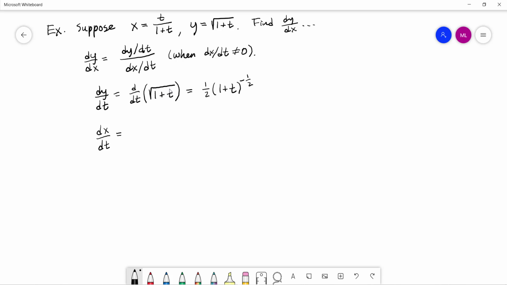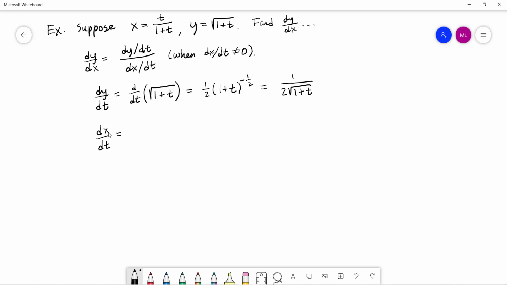And technically it's a chain rule problem, right? We're taking the derivative of the square root of stuff times the derivative of the stuff, but in this case the derivative of the stuff is just the derivative of 1 plus t, which is just going to be 1. So this is what our derivative winds up looking like. If you want, you can rewrite that as 1 over 2 times the square root of 1 plus t. But you're welcome to leave it here with a negative exponent instead.